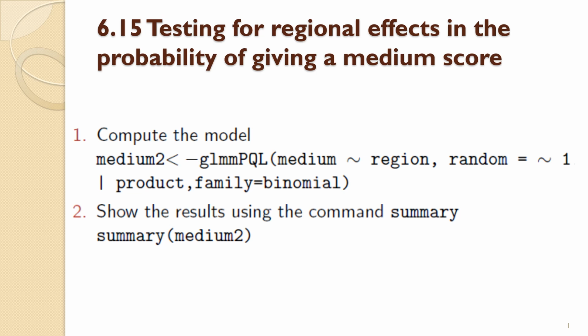So when testing for regional effects in the probability given a medium score, it's the same basic rhyme and reason as you've seen before, both in terms of the two R steps, first computing the model and then summarising the results, and in terms of the R command used here, ELMMPQL. So for the first step, compute the model: medium 2 goes to GLM QL, medium relates to region, the random term is related to a constant value given the hotel, and then just to clarify, this is a probability model, so family equals binomial.